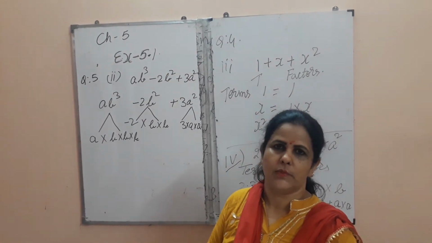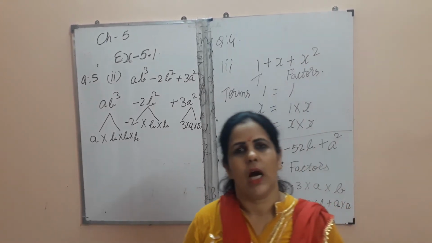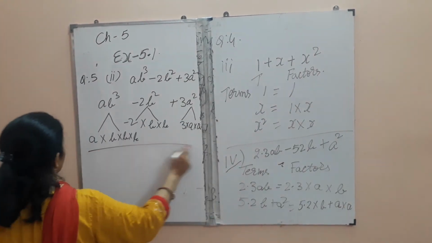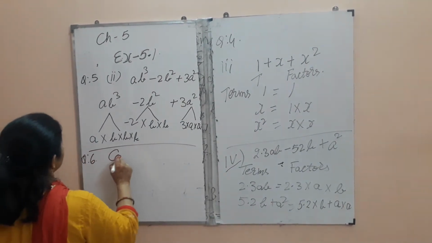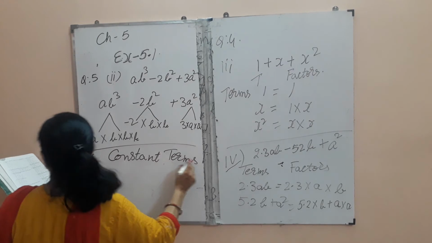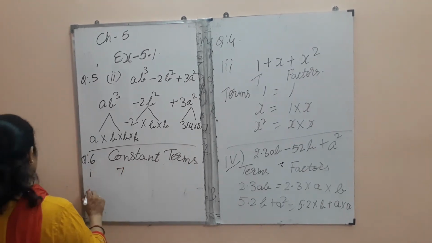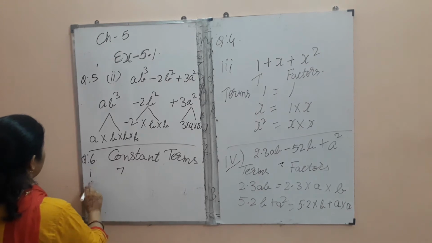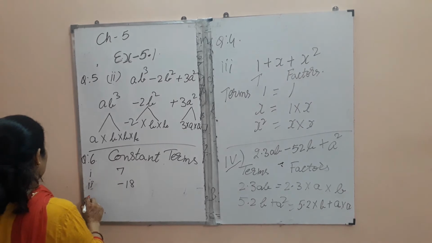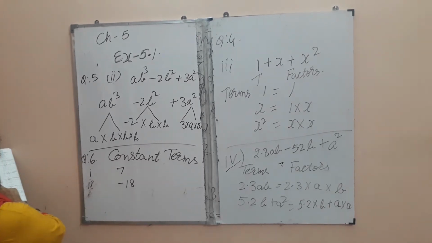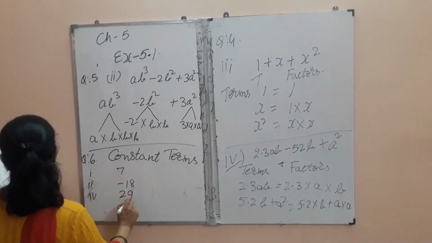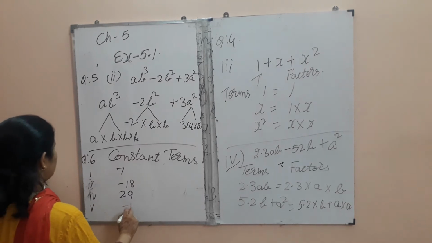Write the constant terms. Constant terms means the number without variable. So in the first part, 7 is the answer. Question number 6, constant terms. Constant terms you will write: in the first 7, in the second part minus 18, in the third part no constant term is there, in the fourth part 29, and in the fifth part minus 11.